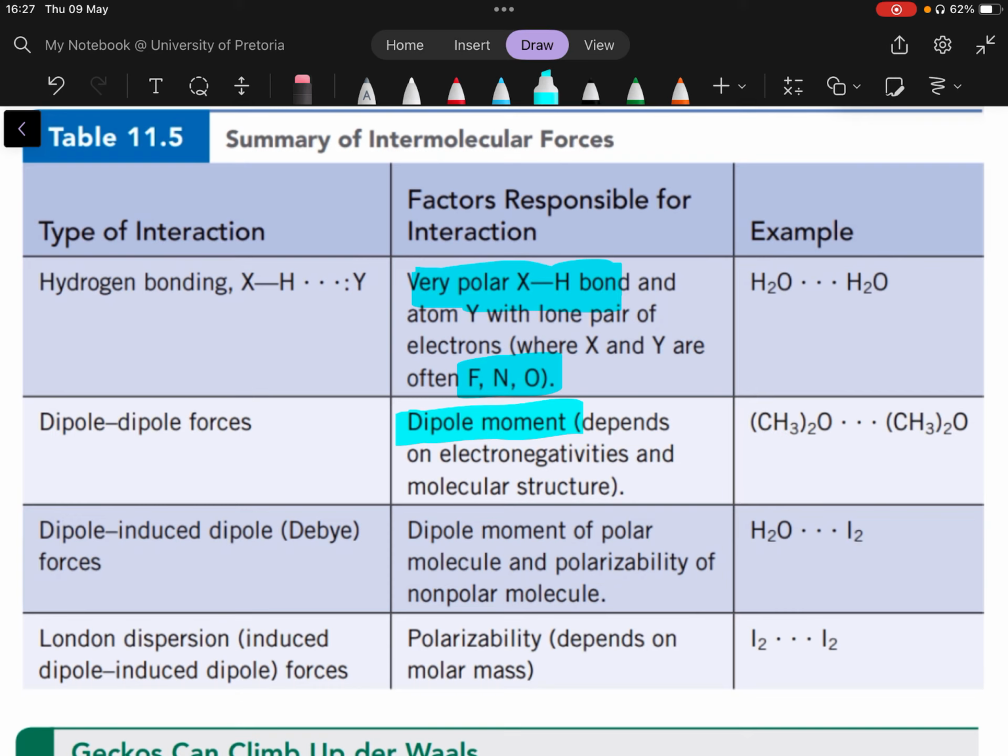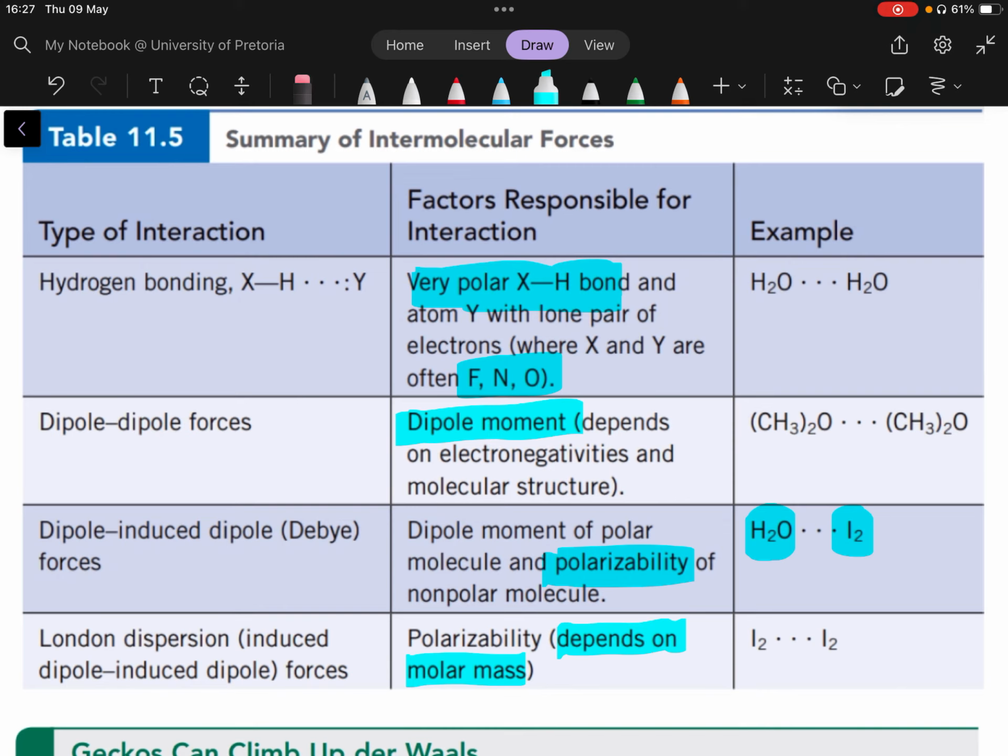For dipole-induced dipole, you need to look at the polarizability of a molecule. In other words, a large molecule, a heavy molecule, and you have a polar molecule and a non-polar molecule. The non-polar molecule, depending on its molar mass, if it has a bigger molar mass, is more polarizable than when it has a smaller molar mass. And then London dispersion forces just depends on the molar mass. It doesn't depend on a dipole moment because there isn't one. It just depends on the molar mass.